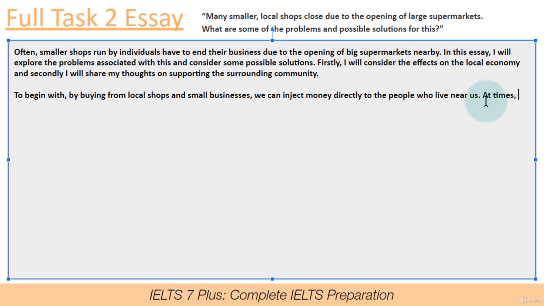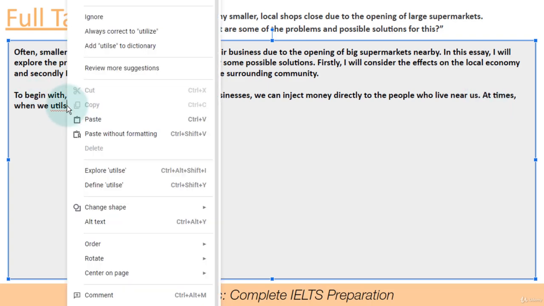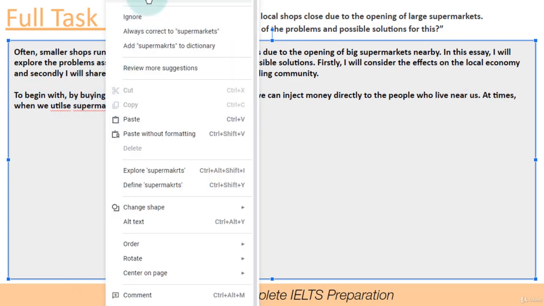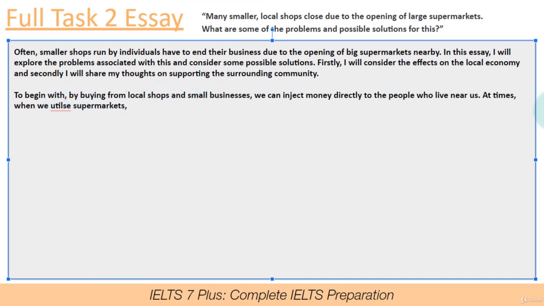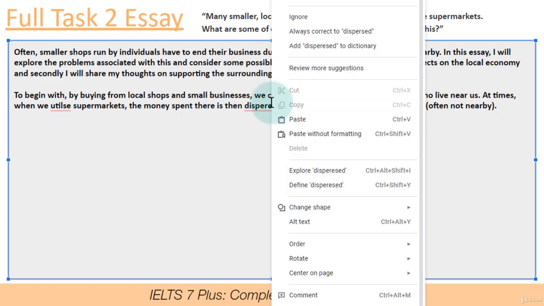At times when we utilize supermarkets, lots of spelling mistakes here. This, of course, is the British spelling with the S. At times when we utilize supermarkets, the money spent there is then dispersed back into the business's headquarters, often not nearby. I do love using brackets in my writing.